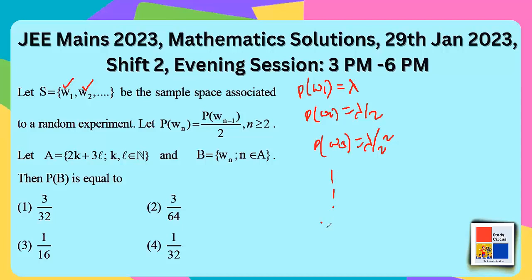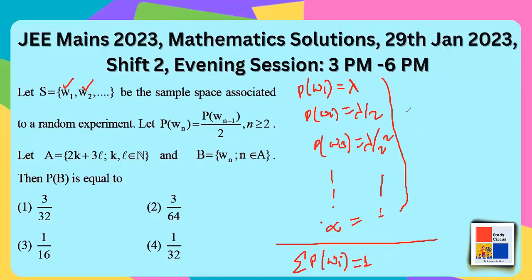Okay. So there are infinitely many events, right? If I sum them up, the total probability has to be 1, right? Sum of all the probabilities has to be 1, isn't it? So if I sum them all up, I should get 1. That means lambda plus lambda upon 2 plus lambda upon 2 square until infinity should be equal to 1.